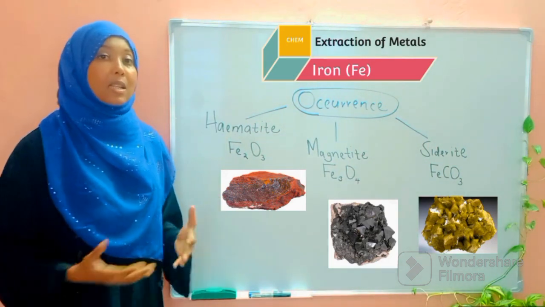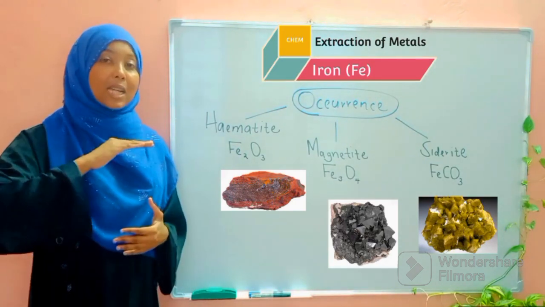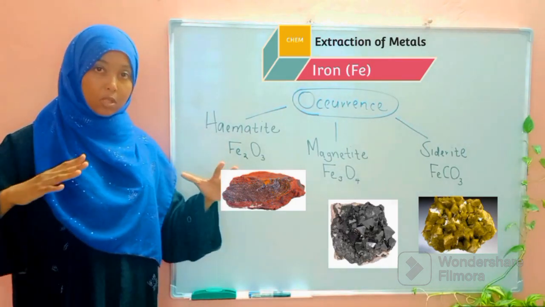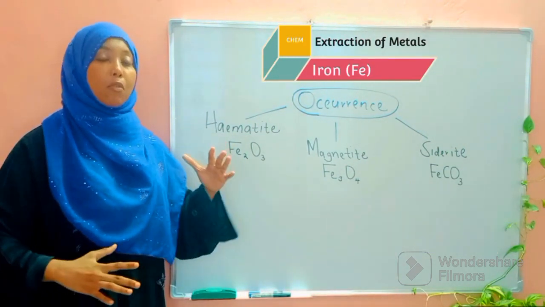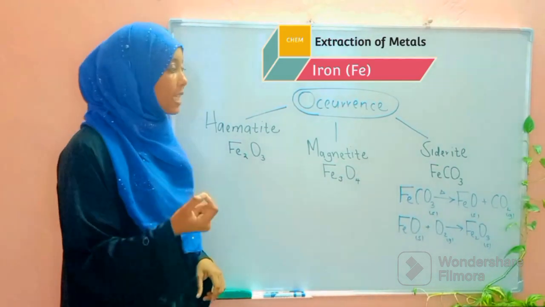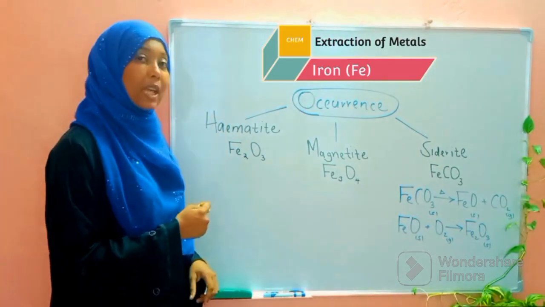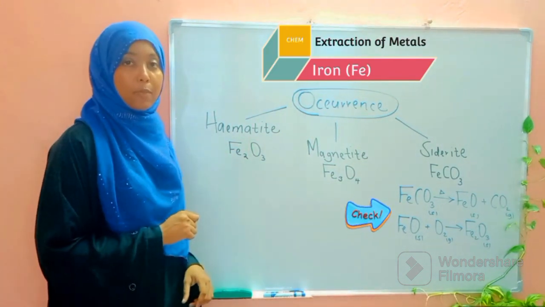This simply means that the iron 2 carbonate, siderite, needs to be heated under high temperatures to cause it to decompose. So it decomposes to form iron 2 oxide and carbon 4 oxide. So decomposition of the iron 2 carbonate leads to the formation of iron 2 oxide plus carbon 4 oxide, as seen from the following equation.